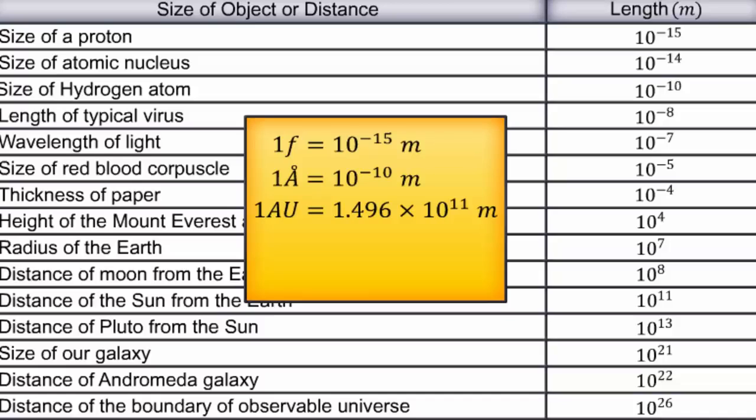Light year, denoted by small letters ly, which is equal to 9.46 × 10^15 meter. A light year is the distance that light travels with a velocity of 3 × 10^8 meter per second in 1 year. Parsec, denoted by small letters pc, which is equal to 3.08 × 10^16 meter.